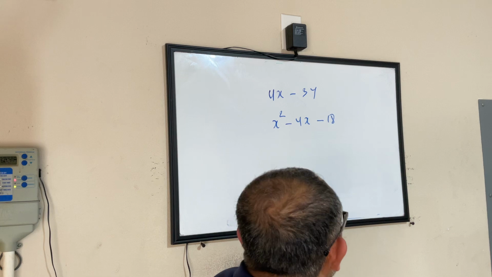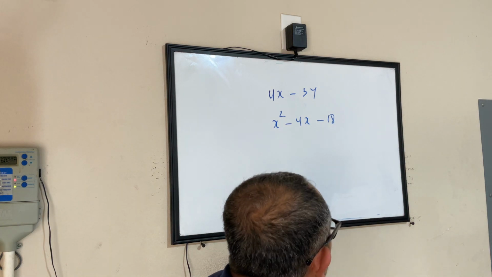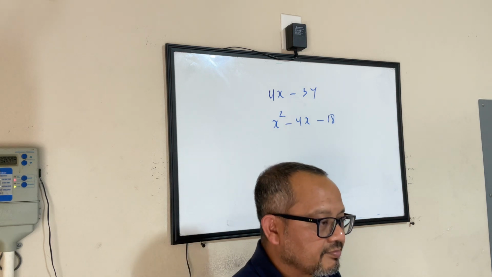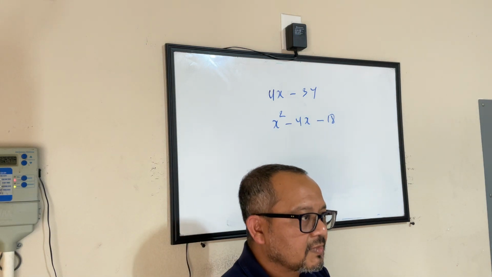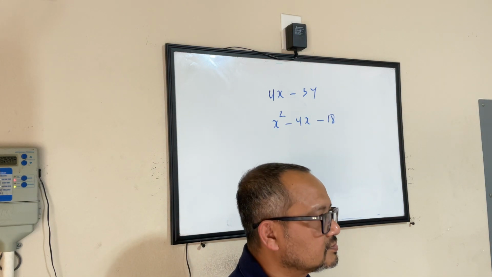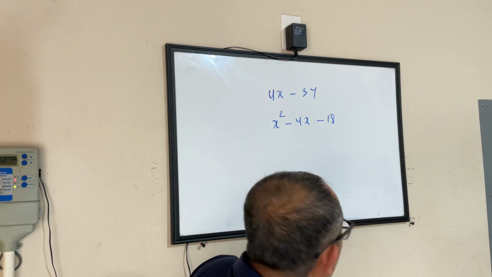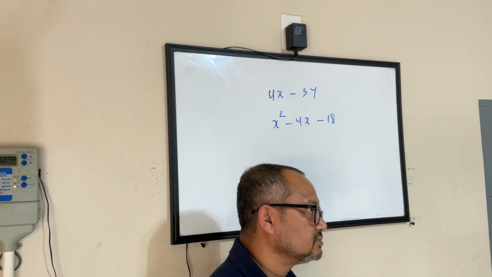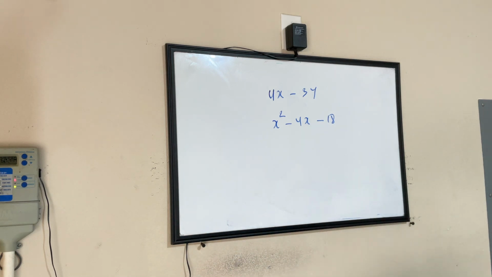The one on the bottom, x squared plus 4x minus 18. The 18 has an absolute value greater than 0. Okay. What else?